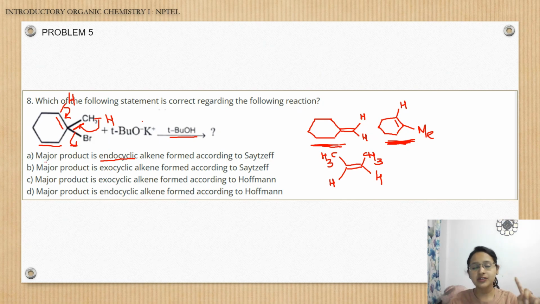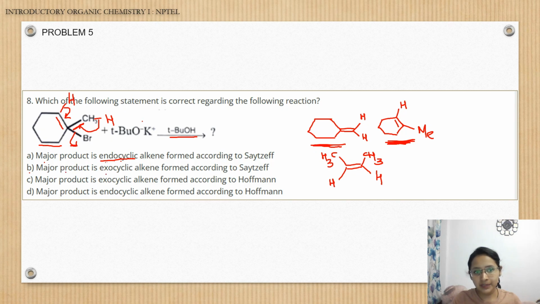Just forget about the major and minor product now. Here I'm saying that the endocyclic alkene is forming according to Zaitsev's rule. Is it clear now why it is forming according to Zaitsev's rule? Because it is more substituted than the exocyclic. Right? Understood now? Yeah. Now coming to option B.